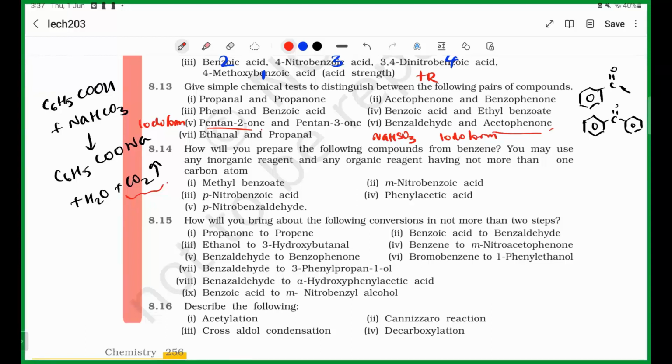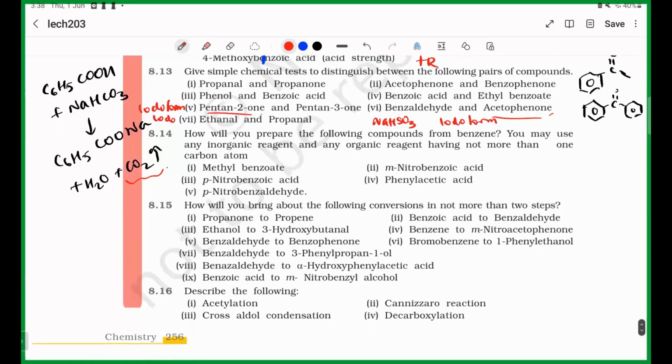Then between ethanol and propanol, again, ethanol and propanol can be distinguished by the iodoform test, because ethanol has the CH3CH(OH) group which gives it, whereas propanol does not.